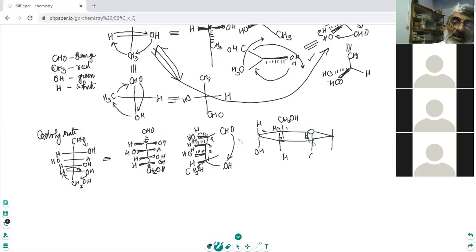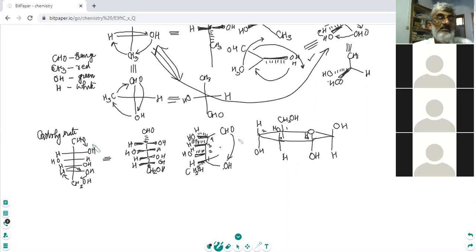H on the same side, OH on the opposite side. Okay. And here this OH you can put either on this side or in the opposite side. So this is how you translate this bond, this Fischer projection, into a cyclic structure in carbohydrate chemistry.